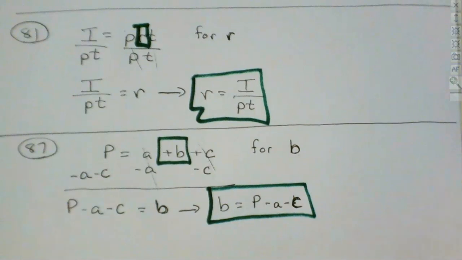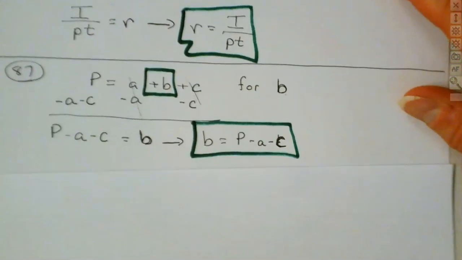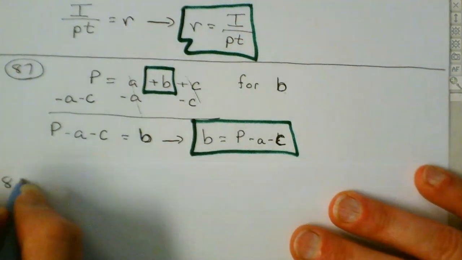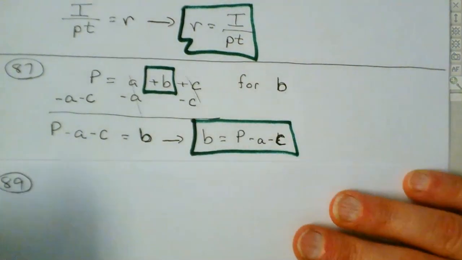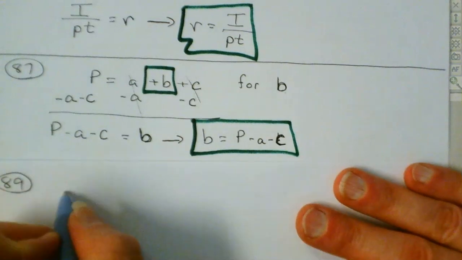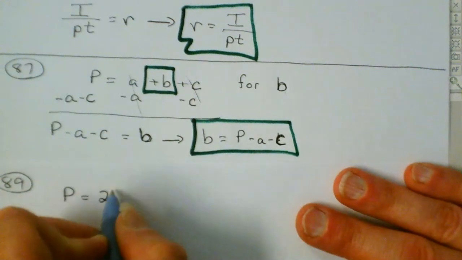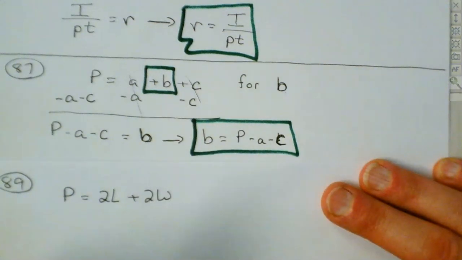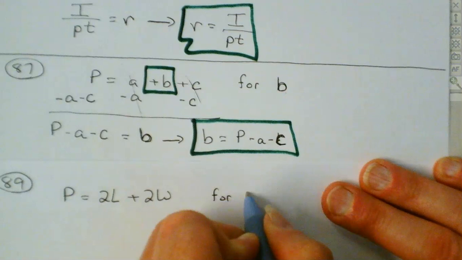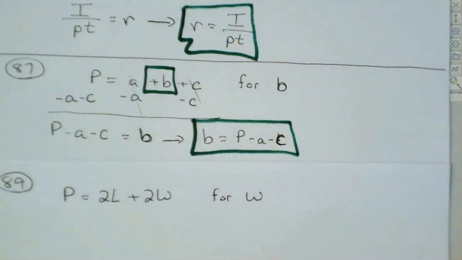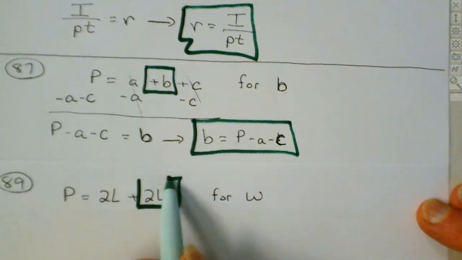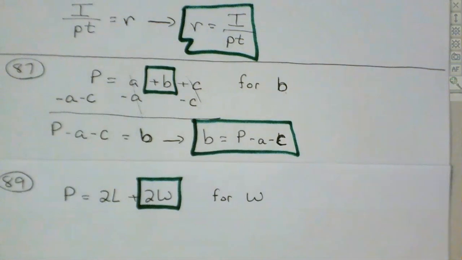89 requires us to do two steps. So question 89. P equals 2L plus 2W. Now we need to solve for the variable W. So if I want to solve for the variable W, let's think about how we can get it by itself first. So there's my W. Okay, put a box around it. It's actually 2W.